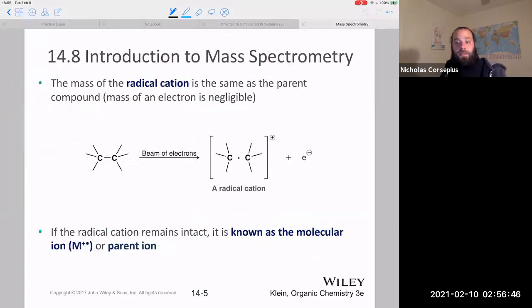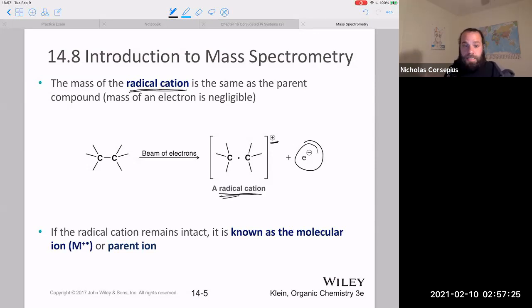So what happens when these particles are hit with this beam of electrons is it creates what's known as a radical cation. The electrons themselves don't actually stick to the particles. What they do is they knock an existing electron off of the molecule. Okay, so that leaves a radical cation, right? So we got rid of this negatively charged electron, and what we're left with is a positively charged particle that also is a radical because one of those electrons is no longer paired, okay?